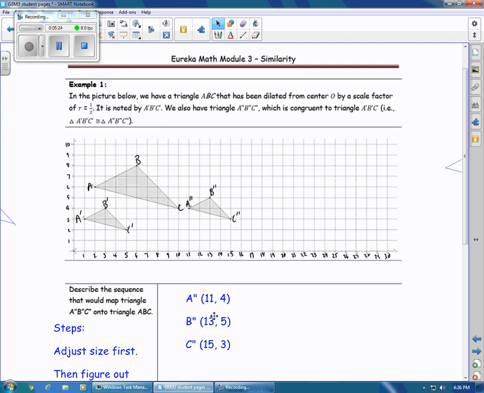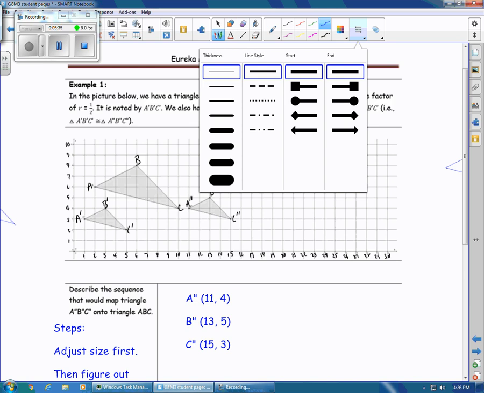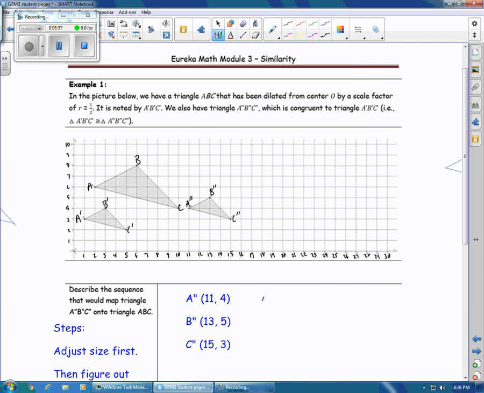So if I'm dilating this by a scale factor of 2, I need to calculate where my new points are going to be. So we'll call it A triple prime. Getting crazy here. So we have A triple prime is going to be at 22, 8. So come out to 22 and go up 8. 1, 2, 3, 4, 5, 6, 7, 8. And that's going to be where A triple prime is going to be.